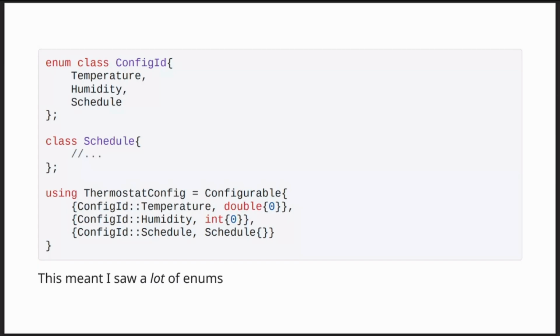Now, we use these configurables as a base template for a lot of things. And they're based off of an enum, which is a config ID. And each config ID will map to a type. You can think of it as kind of like a struct that's mapped based off of an enum instead of off of its actual members.